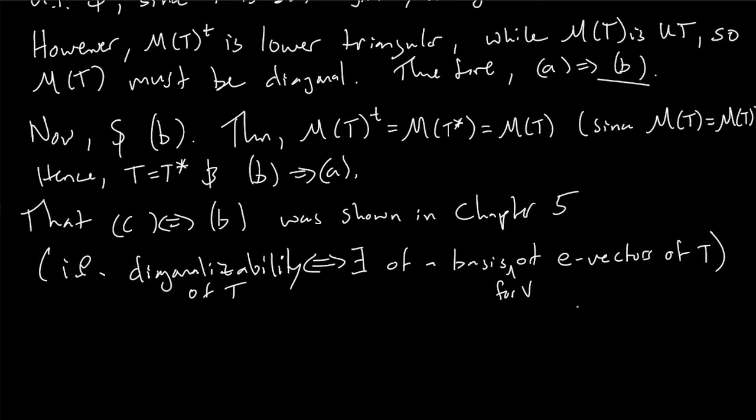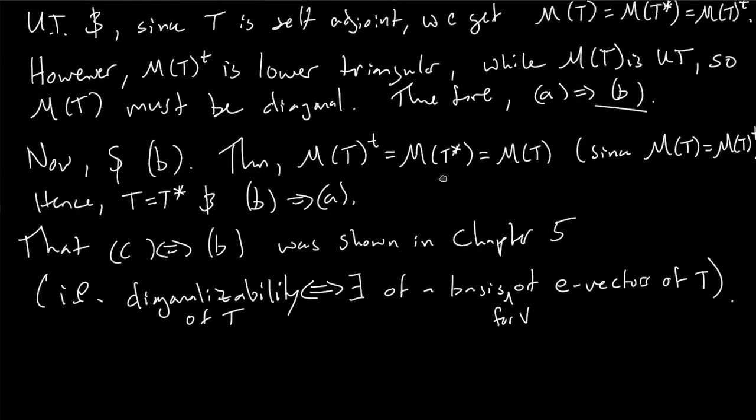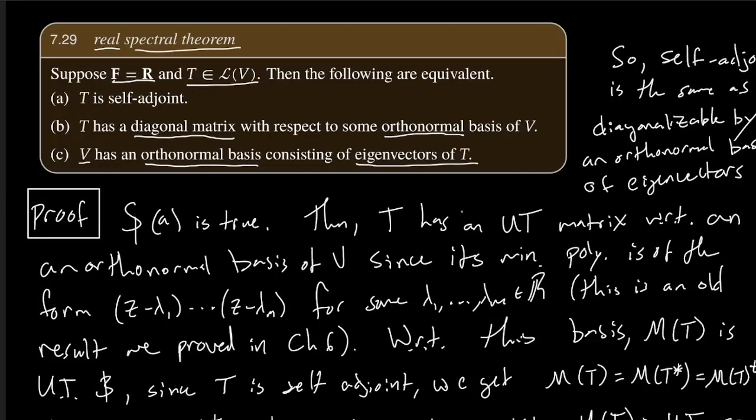Okay, cool. So we're done. We've shown that C and B are equivalent, and we've shown that A and B are equivalent. So A and C are also equivalent. Bada boom. Easy. Cool. The real spectral theorem, not actually that bad.